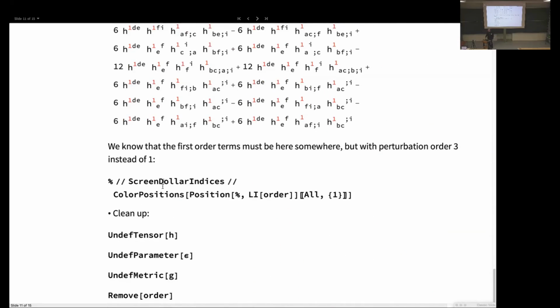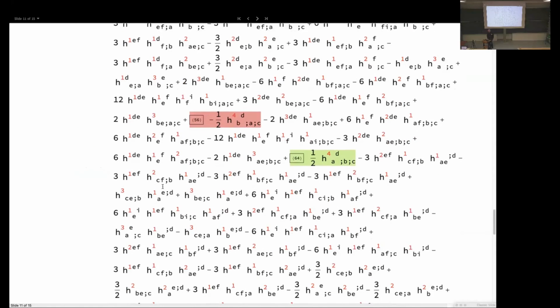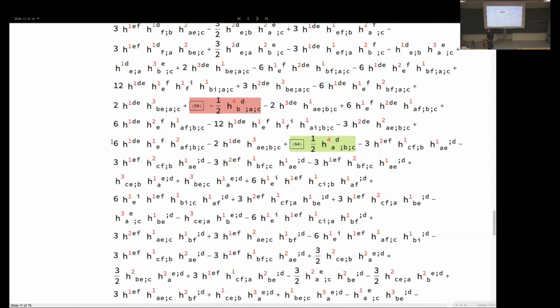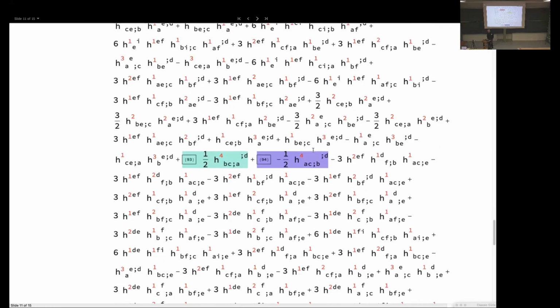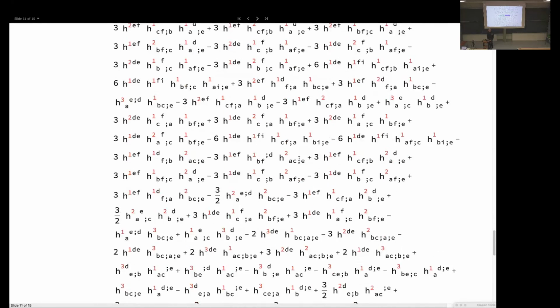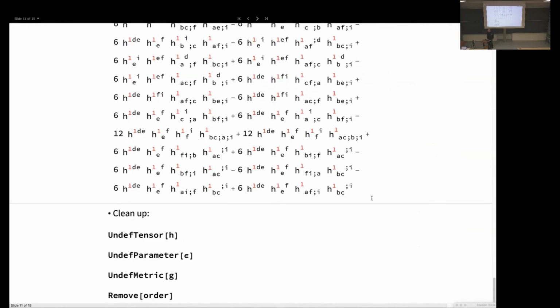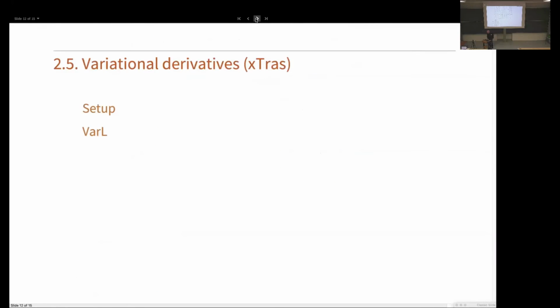For example, we know that here we must have the same four terms hidden somewhere. There they are. The term number 56 is the same structure of the linear terms, right? The other one, the other one, the other one. I use colors a lot to look for things. Okay, that was an example.